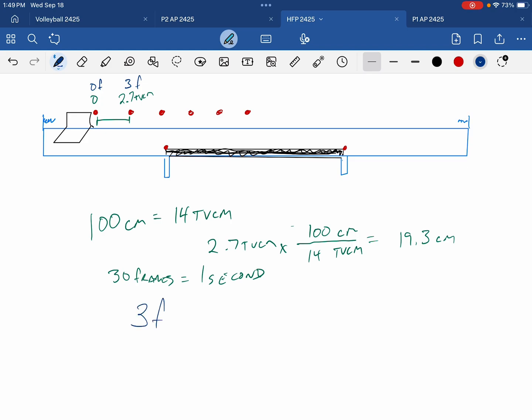3 frames is what we're going to start with, times our fraction. We want to put frames on the bottom, and we want to put seconds up on top. That way the frames will divide out. And we know that 1 second is 30 frames. Pull out my handy dandy calculator. 3 divided by 30 is 0.1 seconds. And that's how you convert your positions from TV centimeters to centimeters, and how you convert your times from frames to seconds.